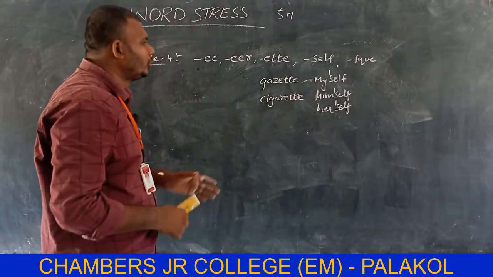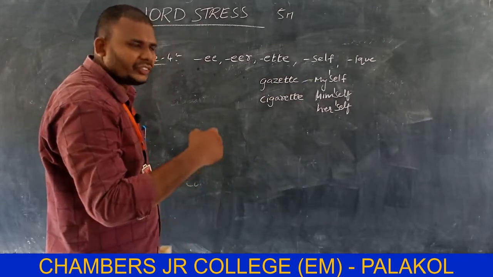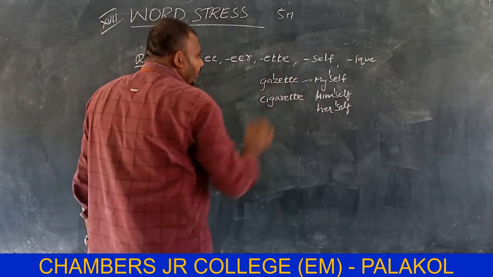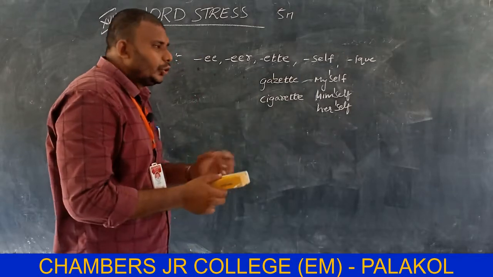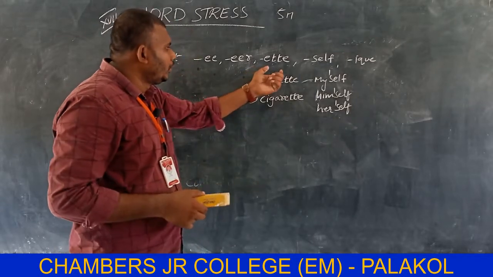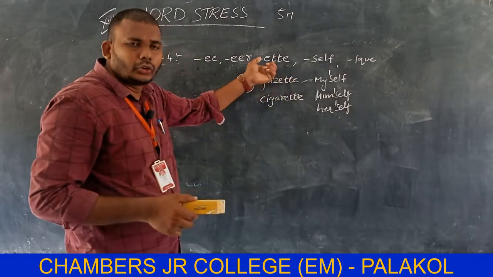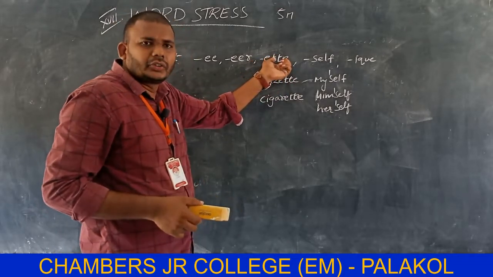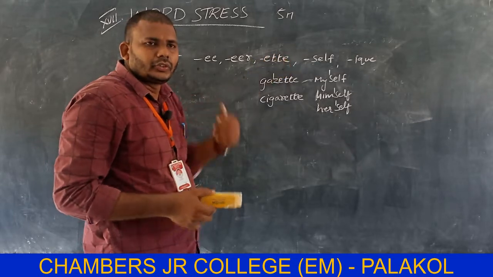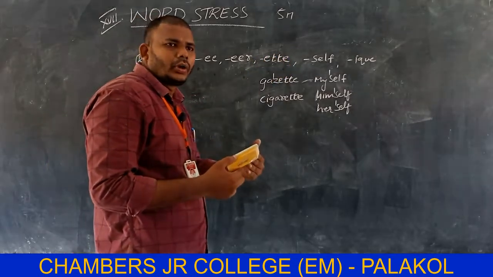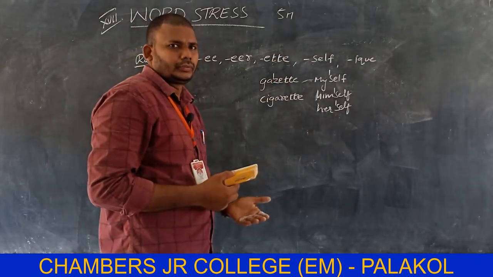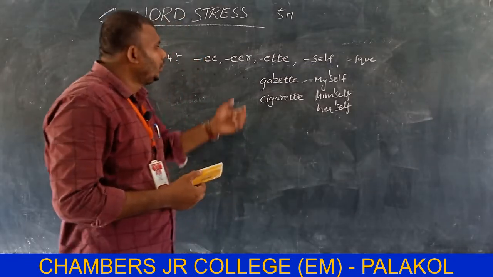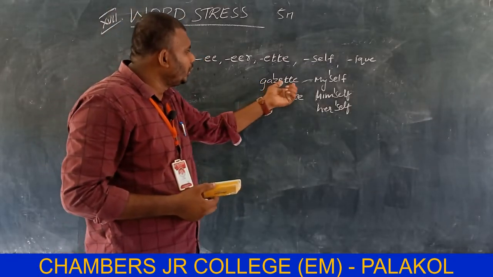See these two examples, gazette. Here, don't get confused. We need not put the stress mark on the suffixes where the letters consist of. Sometimes the suffix comes along with another letter also. You may be confused. Here the word ends with ETTE also.